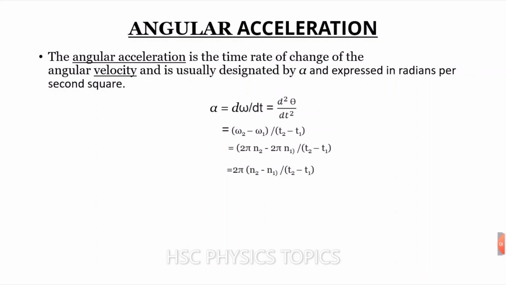Let's come to the relation between the angular acceleration and the linear acceleration, which is a. So let's talk about the relation between a and alpha. The linear acceleration a is equal to r times alpha. So these were the basic concepts of rotational dynamics.